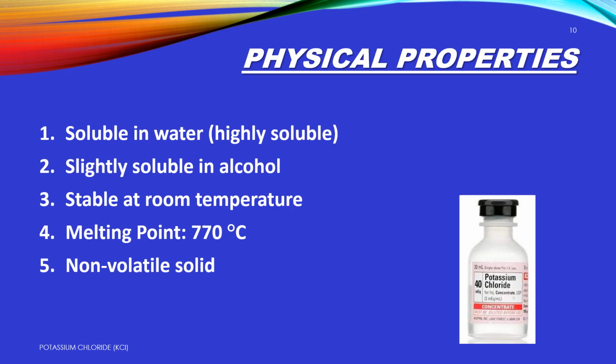Physical properties of potassium chloride. 1. Soluble in water, highly soluble. Potassium chloride dissolves easily in water, making it suitable for various medical and industrial applications.